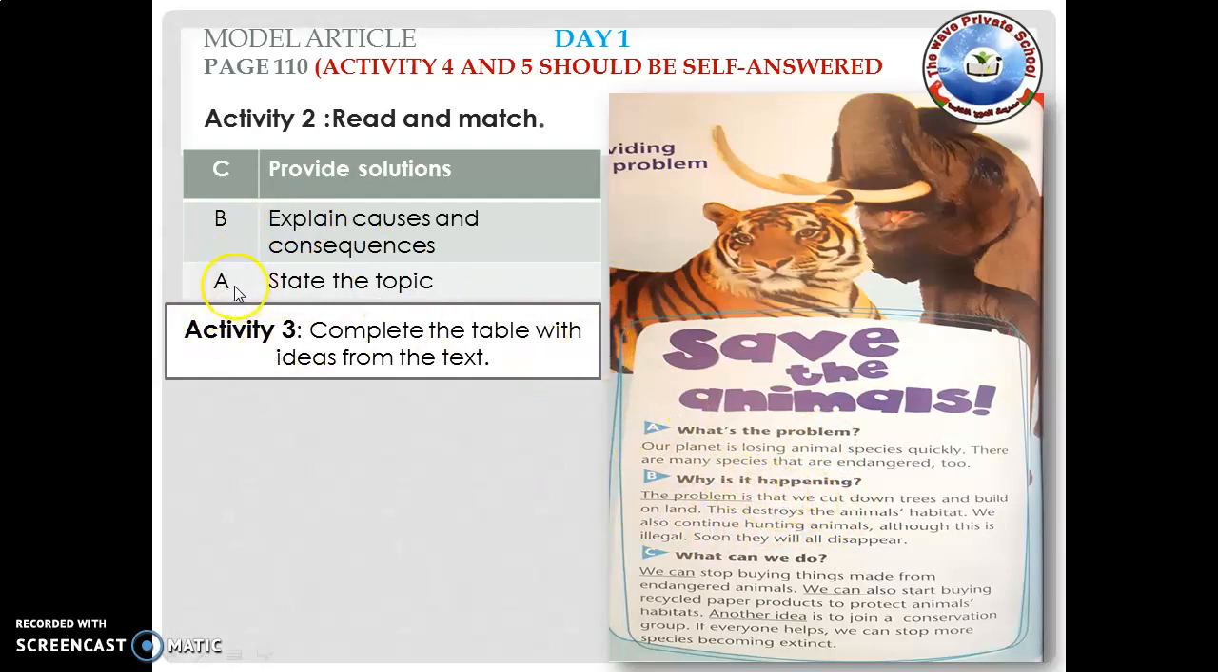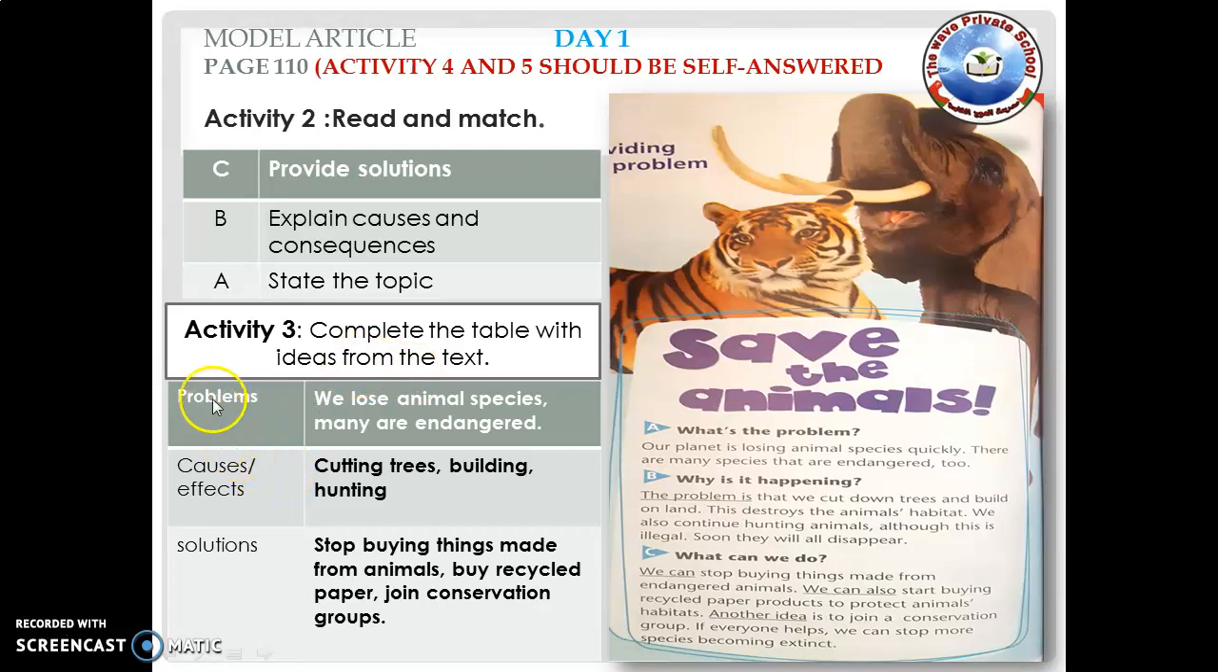And then on the third is state the topic. So what is the topic about? The problem here on paragraph A. So the answer is A. Now in activity 3, you are asked to complete the table with ideas from the text. So here, what are the problems, and then the causes and effects, and the solutions. So this is already in order from A, B, and C paragraphs.